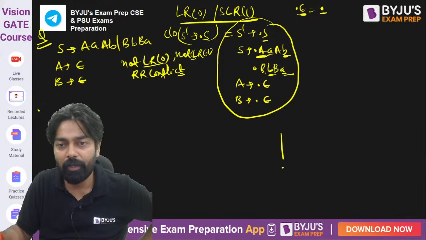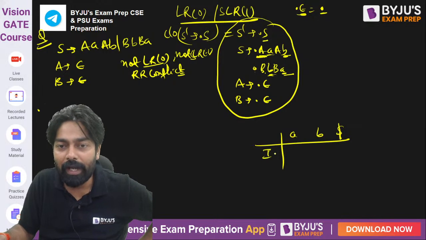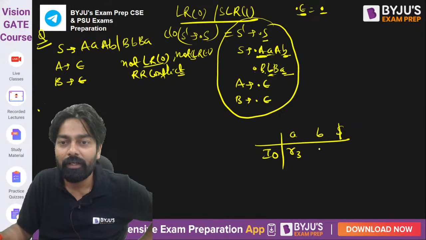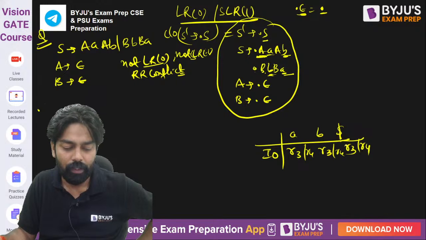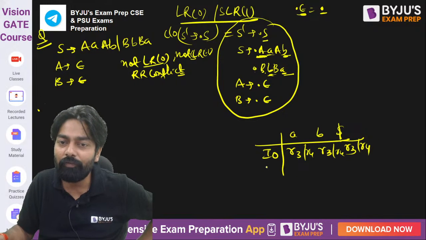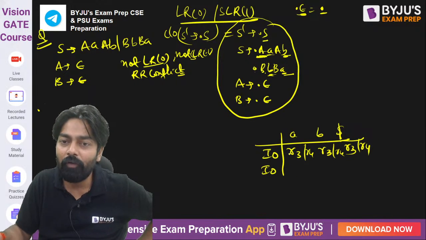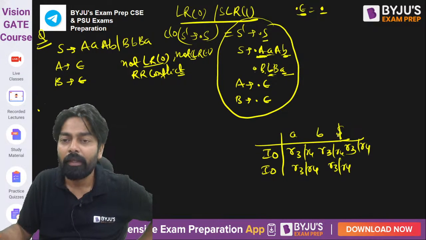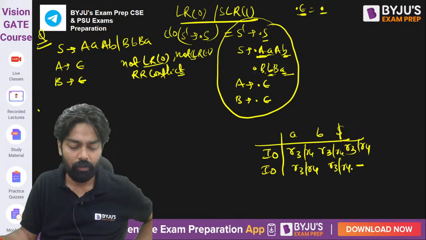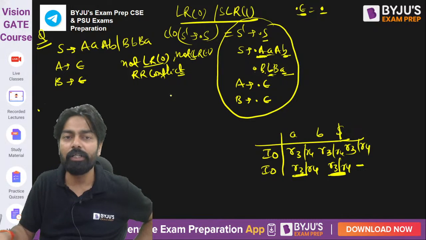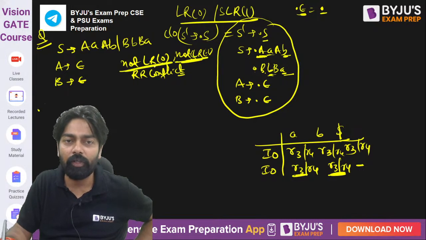Let me draw it here. We have A, B and dollar. On the I0 state, I will write R3 and blindly R4 in case of LR0. But in case of SLR1, follow of A and B gives R3, R4 here and R3, R4 here, and here we don't have any. Are you getting my point? Here it is blank. So see clearly, we have a conflict here. So it is also not SLR1, and it is not LR0 either.